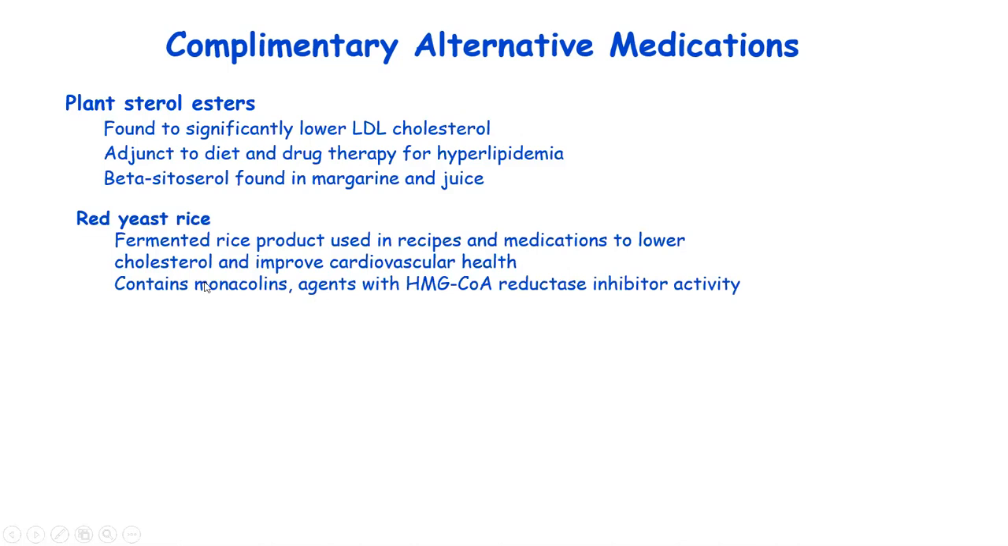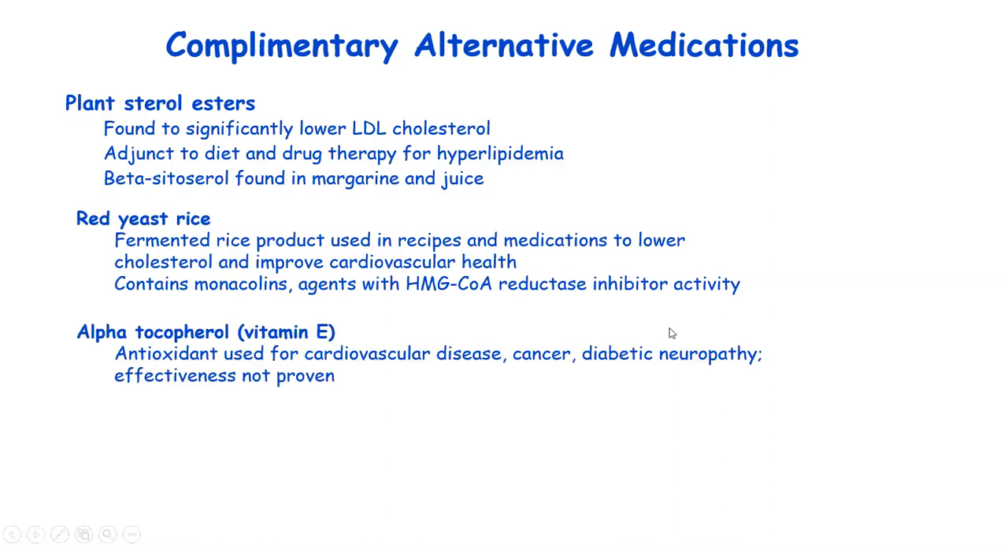Red yeast rice. It's a fermented rice product that's used in recipes and medications to lower cholesterol and improve your cardiovascular health. It contains monacolins, which are agents that have the HMG-CoA reductase inhibitor activity. As a matter of fact, it was from red yeast rice that they did studies of the molecular structure to modify and create these statin drugs.